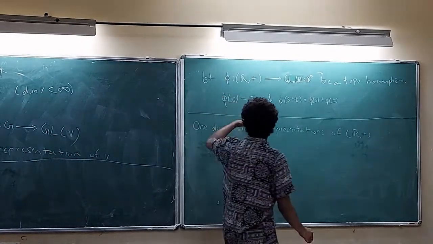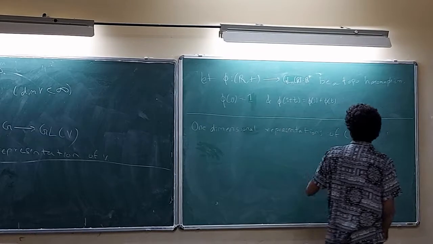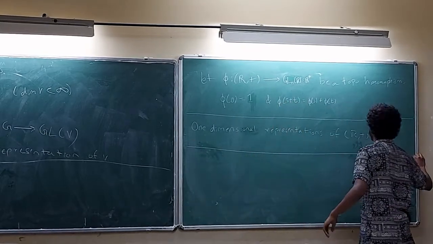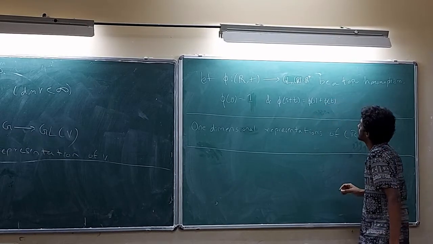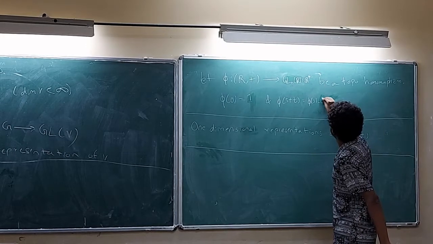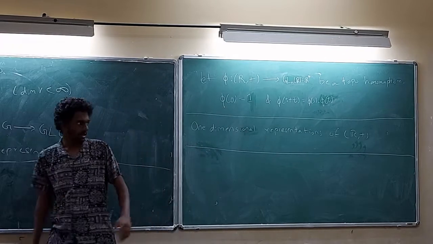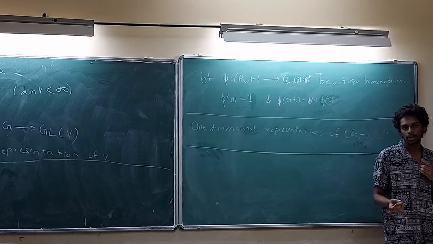So we have that phi of 0 must be 1 and phi of s plus t must be phi of s times phi of t. Yes, that's the multiplication. There are some very well-known functions that actually satisfy this. There are some very well-known examples for maps like this. Does anyone have any idea?